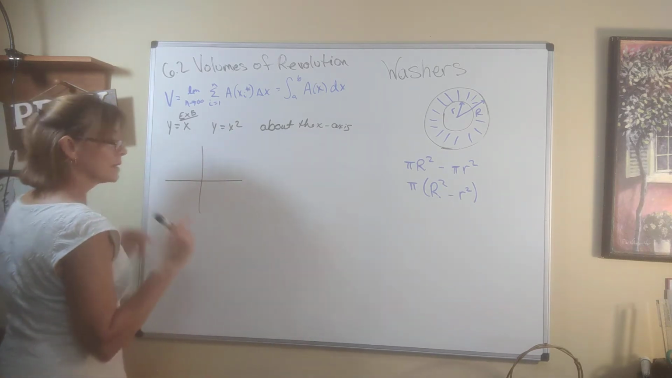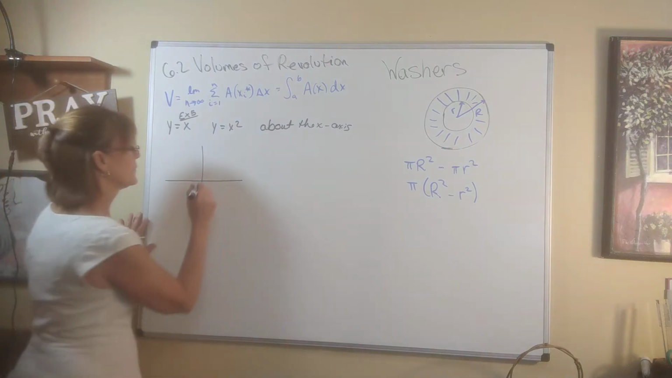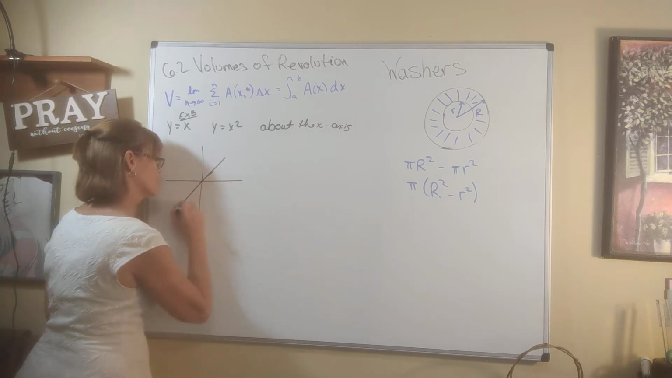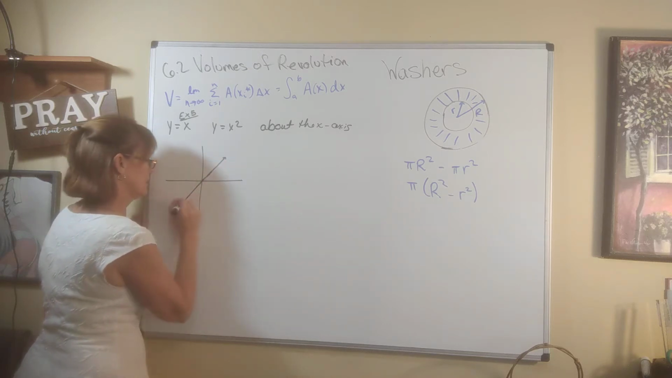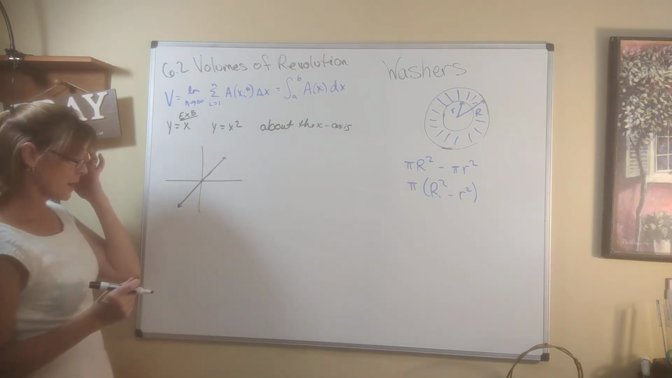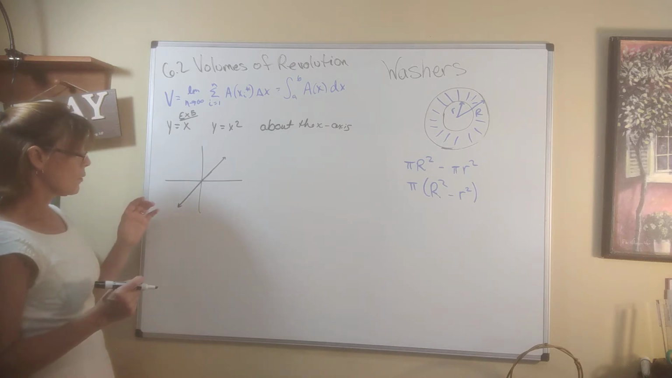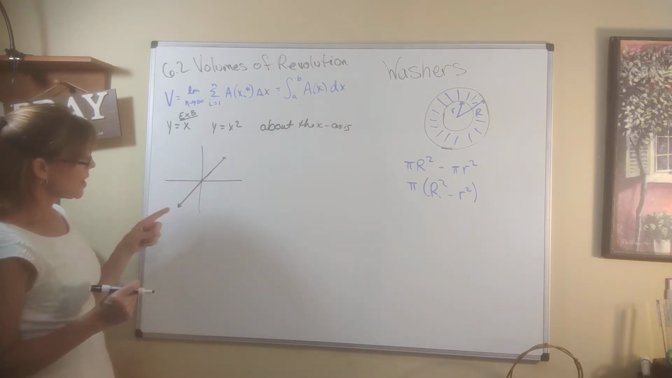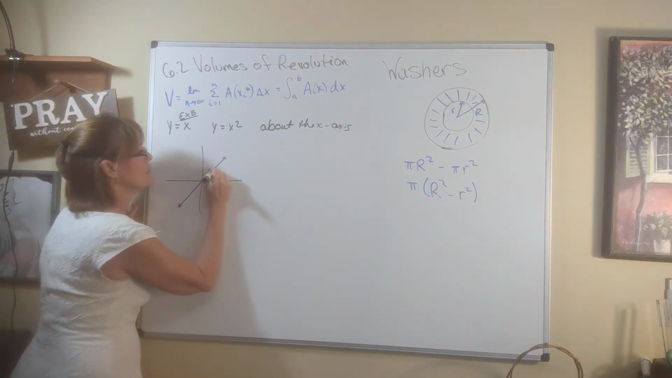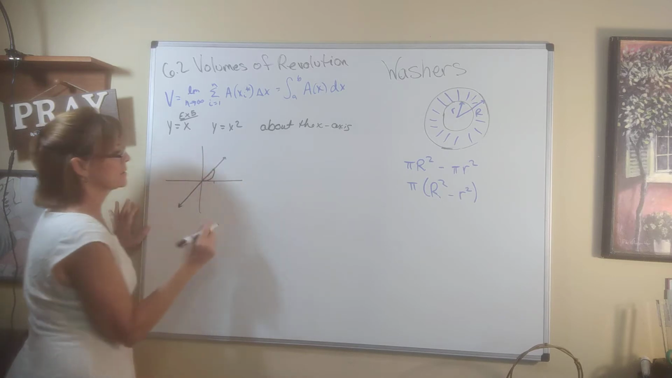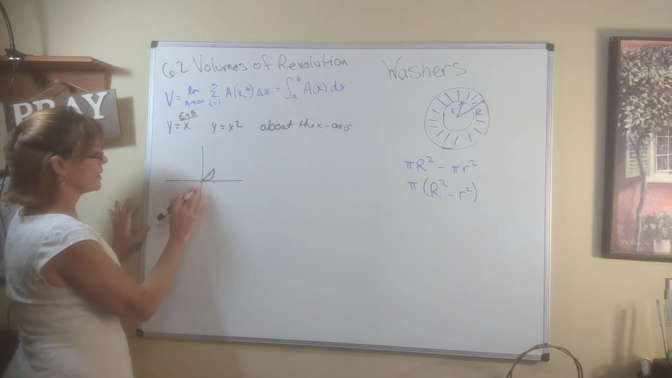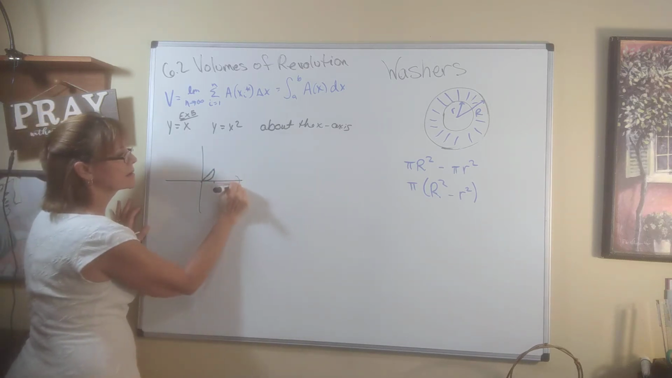Y equals x is the line with the slope of 1 and a y-intercept of 0. 0, up 1, right 1. This is y is x. Looks like this. And then y is x squared. This is a parabola with the vertex at the origin. When x is 1, 1 squared is 1. This is where these guys are going to intersect. So this little region, that's what we're interested in right here. This is what we're going to rotate, about the x-axis.